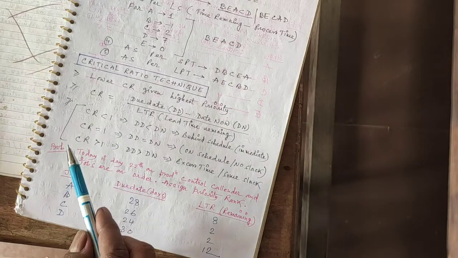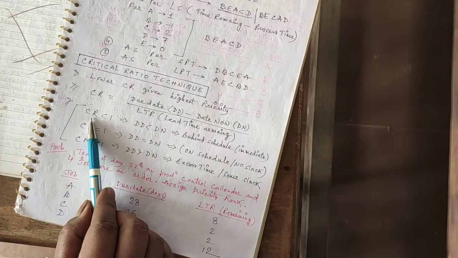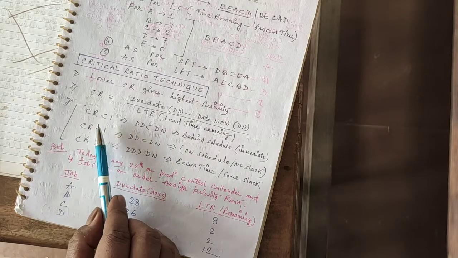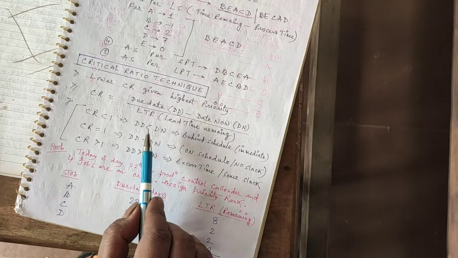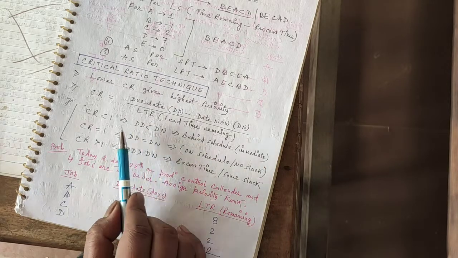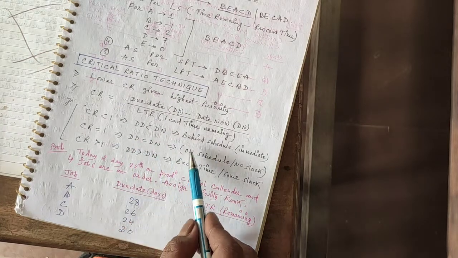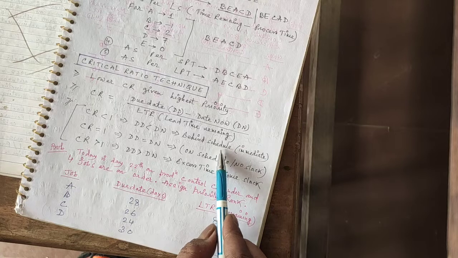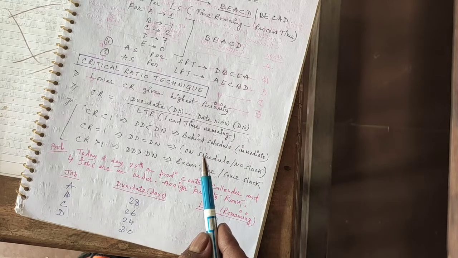Now how do we interpret these values? If CR, the critical ratio, is less than 1, then the due date is less than the date now. So the job is running behind schedule, and it will be done immediately.